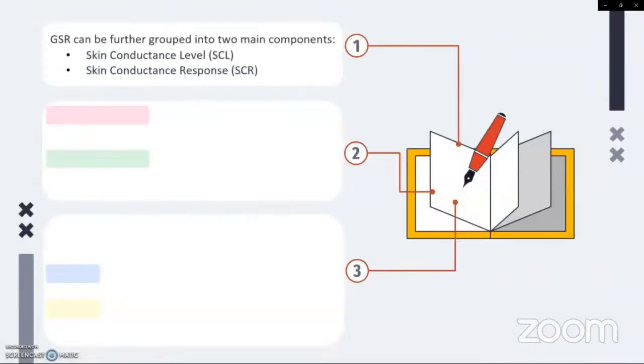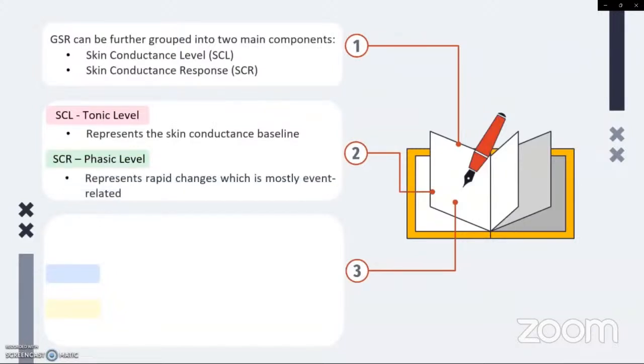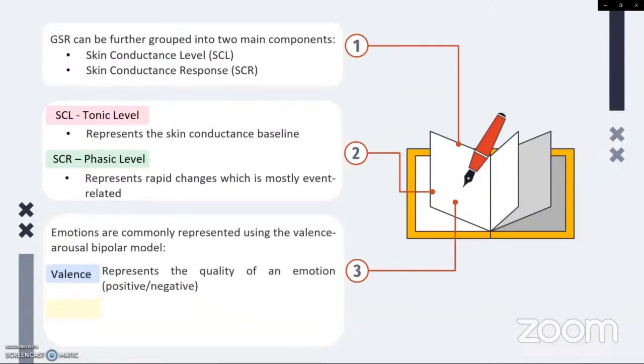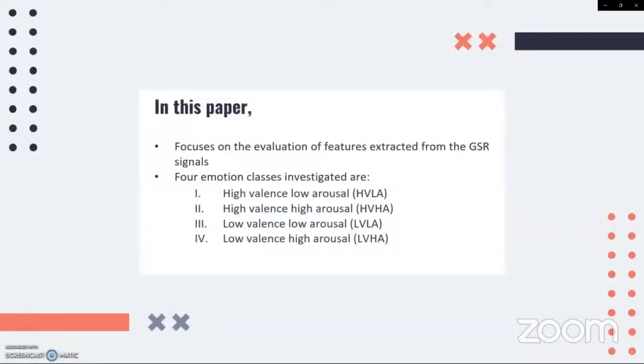Galvanic skin response, or GSR for short, can be further grouped into 2 main components, which are skin conductance level and skin conductance response. SCL is referred to as the tonic level, which represents the skin conductance baseline, meanwhile SCR is referred to as the phasic level, which represents the reactive rapid changes, which are mostly event-related. Emotions are commonly represented using the valence-arousal bipolar model. The valence represents the quality of an emotion, whether the emotion is positive or negative. Meanwhile, arousal represents the intensity or the quantitative activation level of the emotion.